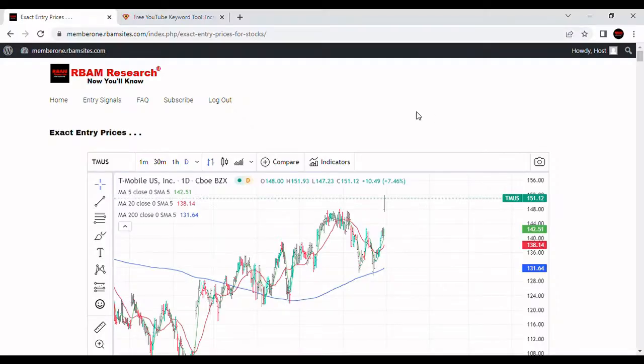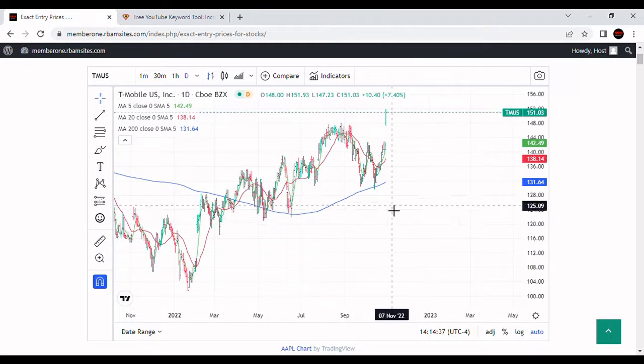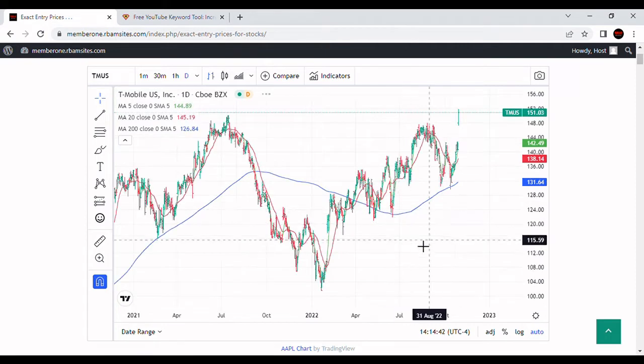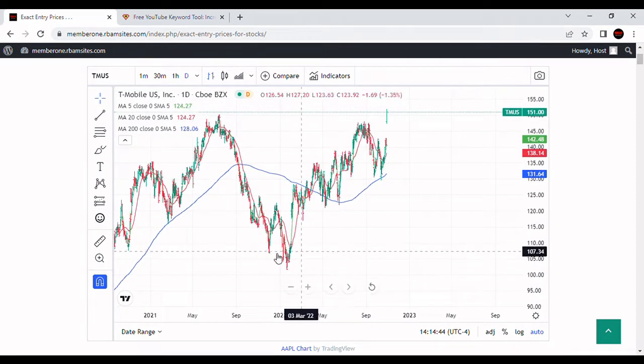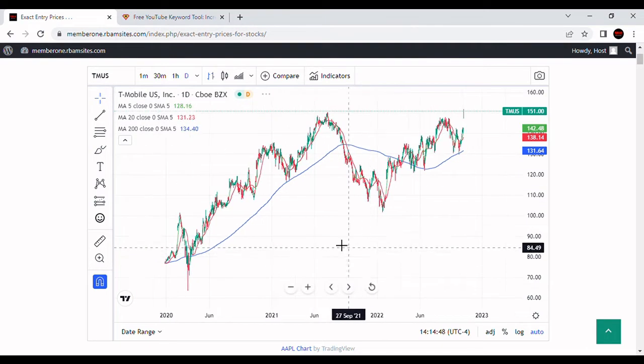We're going to do a brief video on TMUS, T-Mobile stock analysis, and we've got a daily chart here for you of T-Mobile. It's got a 200-day moving average in blue, a 20-day moving average in red, and a 5-day moving average in green. You can see here, if we back off this a little bit, T-Mobile is putting in kind of a weird action, especially for the stock market here recently as a whole.